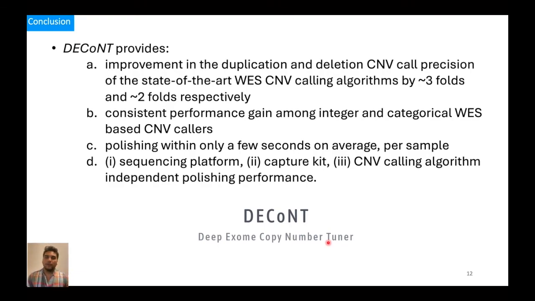In this work, we show that Decont can improve the duplication and deletion CNV call precision of the state-of-the-art exome-based CNV calling algorithms by approximately 3 folds and 2 folds respectively. We noted that the performance gain is consistent among CNV callers that output integer copy number predictions and categorical predictions. As the training phase of our algorithm is offline, polishing procedure is memory and time efficient and takes only a few seconds on average per sample.